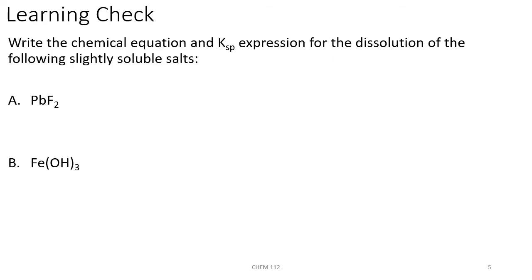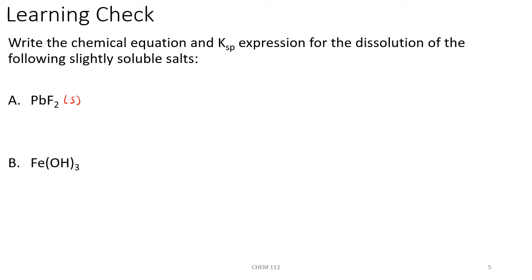Write the chemical equation and KSP expression for the dissolution of the following slightly soluble salts. A, we have lead 2 fluoride. If we were to use our solubility rules, we would see that lead 2 fluoride should be assigned as a solid. It's insoluble. But now we know that it's going to be slightly soluble.